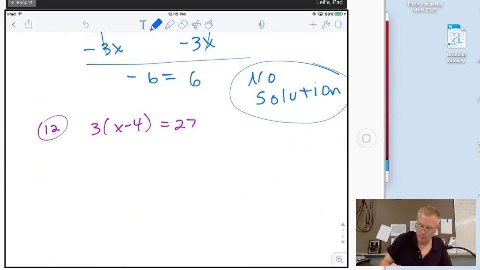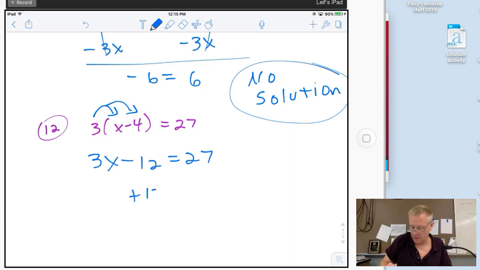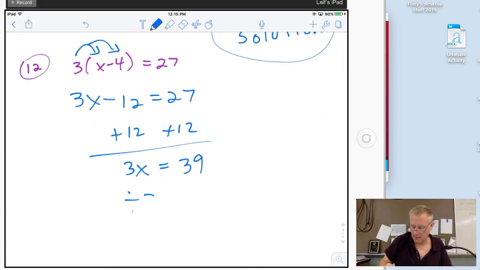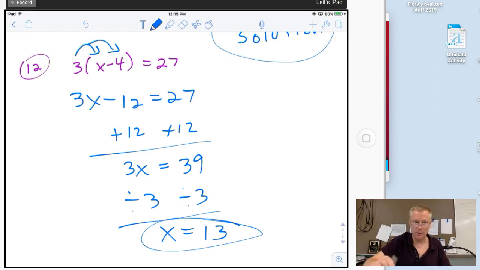Last one, another distributive property. 3 times x is 3x. 3 times 4 is 12, equals 27. I add 12 to both sides. I get 3x equals 39. Last but not least, divide by 3. And x equals 13, and that's the answer. And you could go check it by plugging it back in. I'm not going to, just in the interest of time.